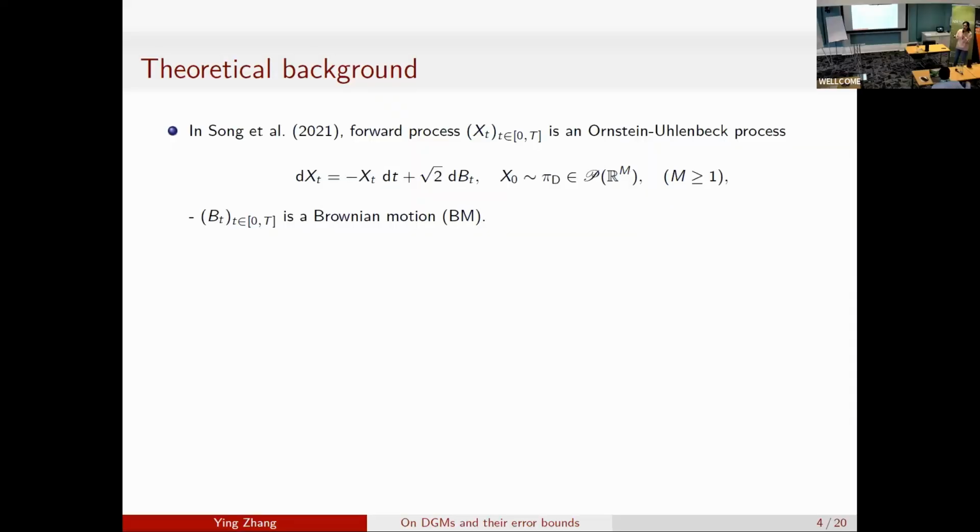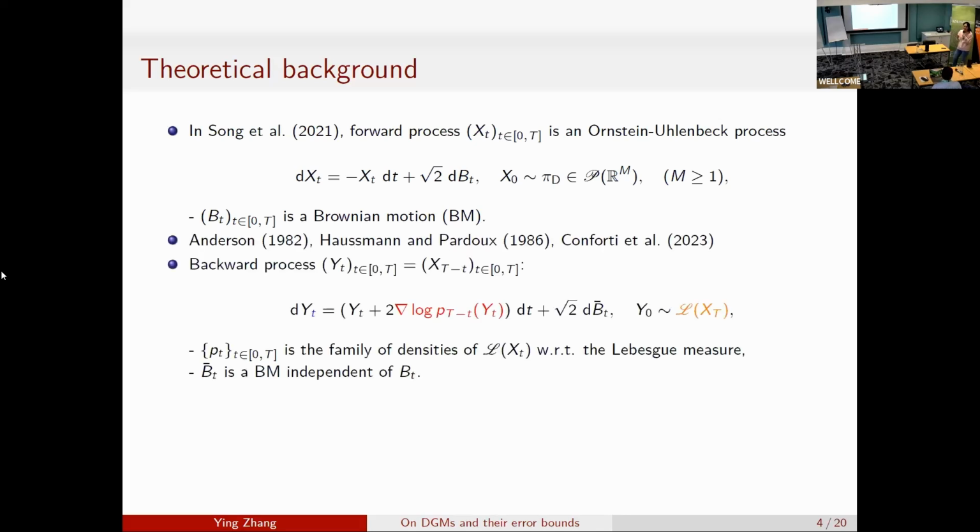We diffuse the data using this type of forward SDE. Then in the second step, because we want to remove the noise, we want to consider the time reversal of the OU process. According to the results by Anderson, Haussmann, Pardoux, Conforti et al., as well as the paper by Annie, we know that the backward process of the forward OU process can have this form, this SDE. We denote by YT the backward or time reversal of the OU process, and it has this type of drift, y plus 2 times gradient log p capital T minus t of YT, and it has a constant diffusion. Its starting point is exactly the law of x capital T.